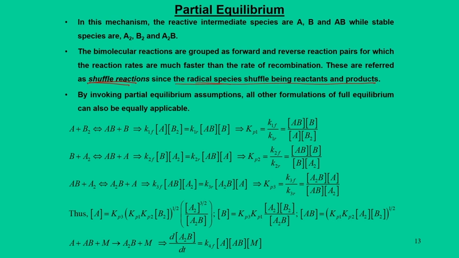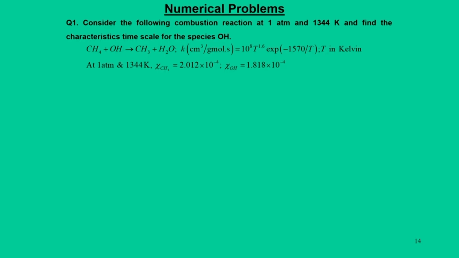Faster reactions are normally bimolecular reactions in the forward or reverse fashion, and slow reactions may be intermolecular reactions, because they are in the phase of recombination or rearrangement, and those reactions settle down soon and are very slow. Okay. With this, we come to the end of the lecture, and based on our understanding, we will try to solve a numerical problem.